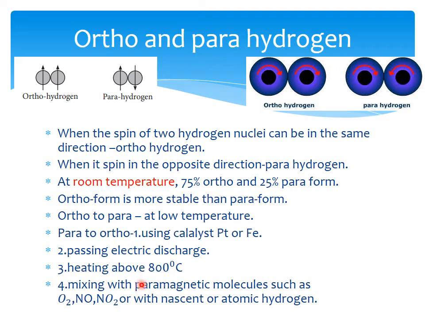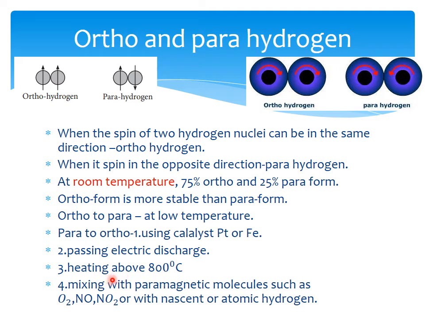So that can be done by four methods. One is by using a catalyst, platinum or iron, when the para form is heated in the presence of platinum or iron. Another one is passing an electric discharge. When you pass an electric discharge through para hydrogen, it can get converted into ortho hydrogen.